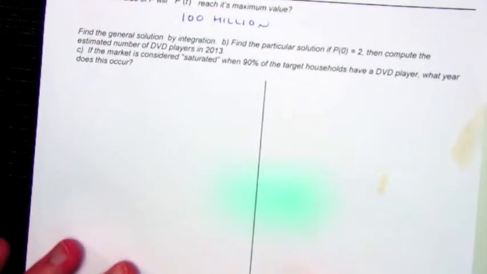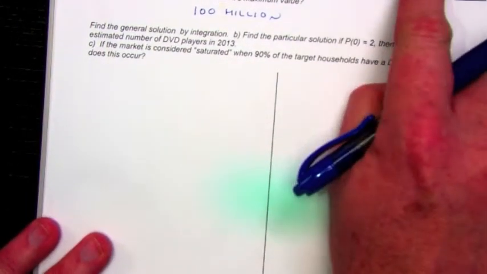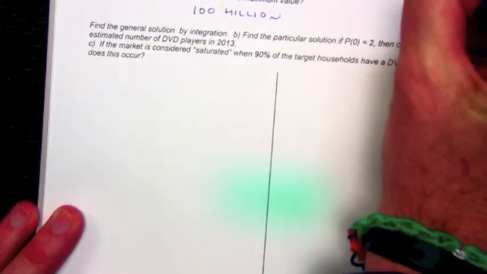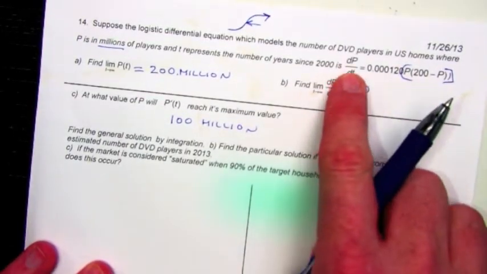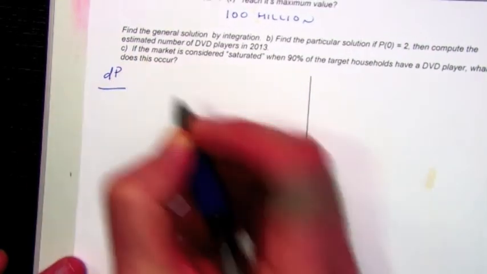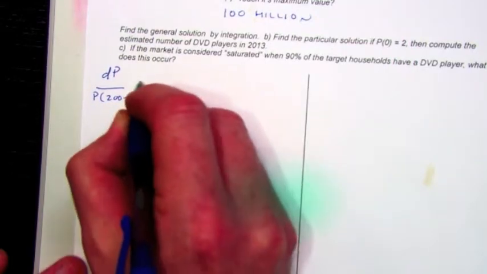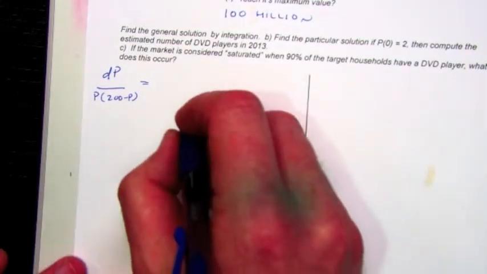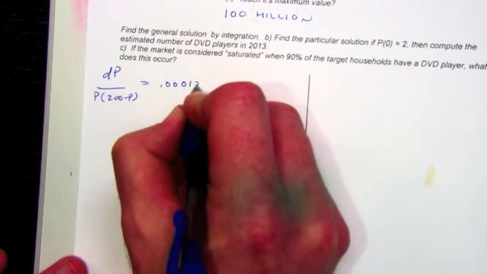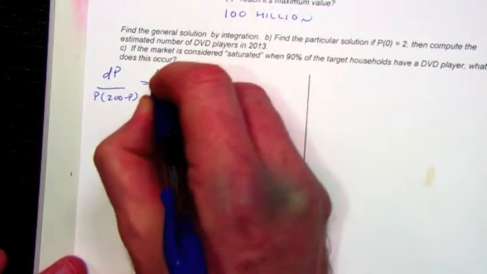All right, so now what we're going to do is integrate this. So I'm going to start with this, and I'm going to separate it right off the start. So I'm going to bring all of this over here and bring the dt over there. So I'm going to get dP over P times 200 minus P is equal to 0.00012, dt. So I need to integrate both sides.